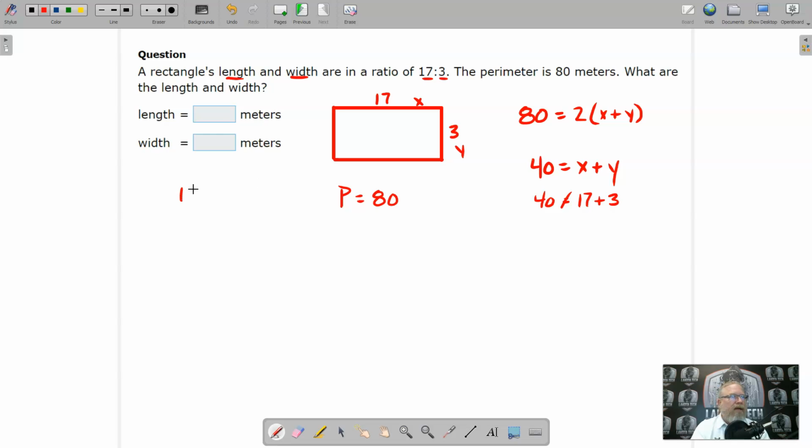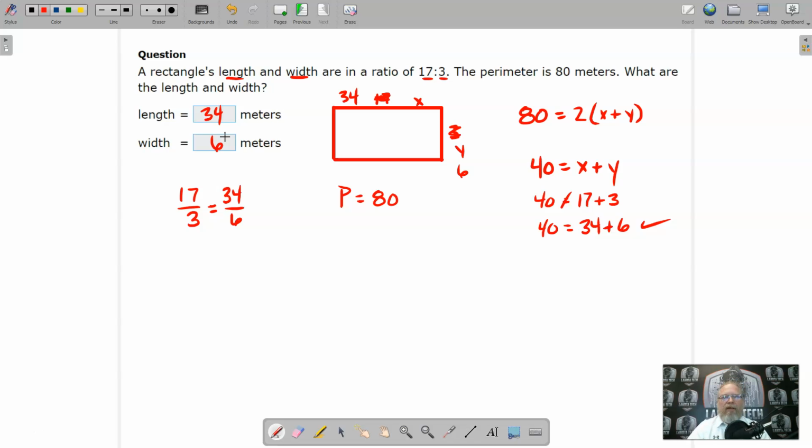So let's take that ratio of 17 to 3, and let's go ahead and multiply it times 2, right? So what is that, 34? And times 2, 6. So let's try that. Does 34 plus 6 equal 40? Indeed it does. This checks out. So we know that the sides are not 17 and 3, but they are instead 34 and 6. So our length is 34 and our width is 6.